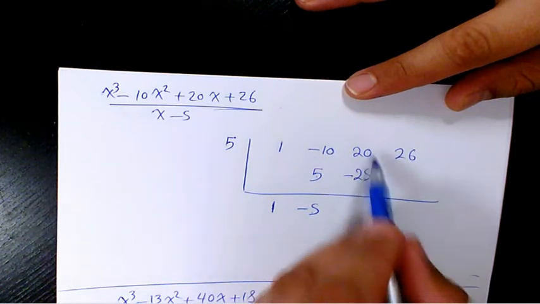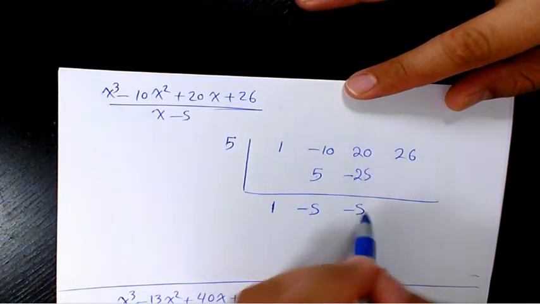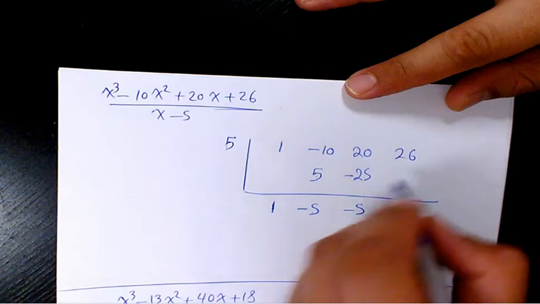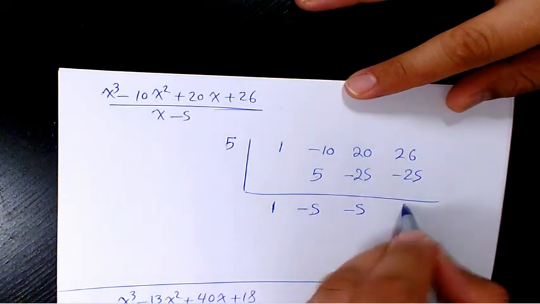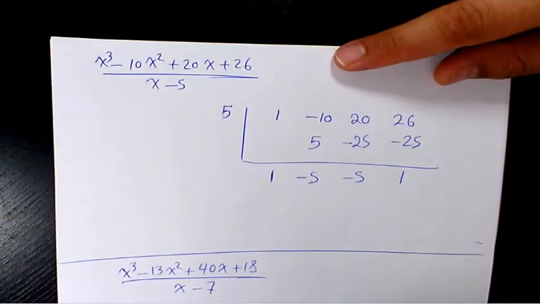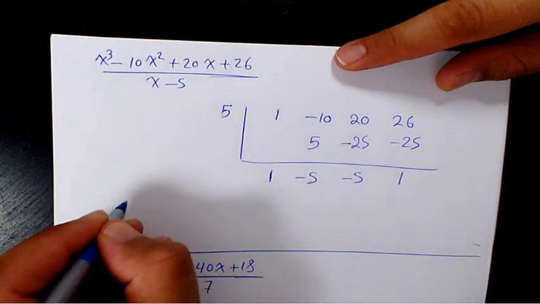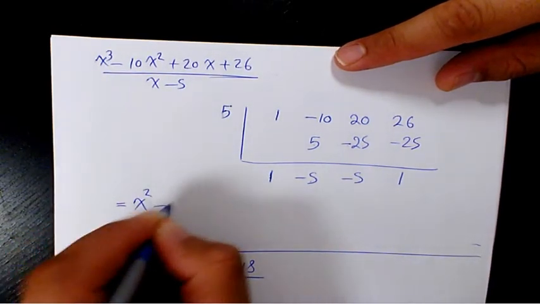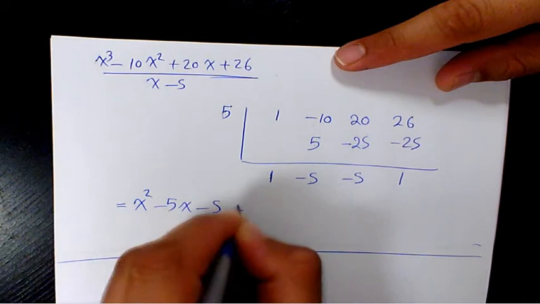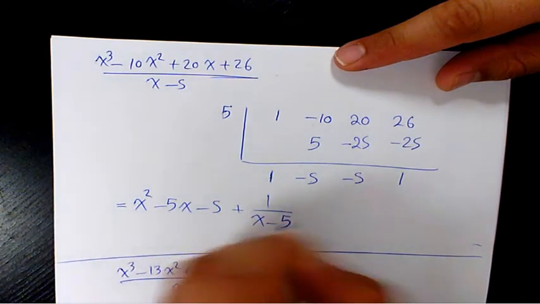Negative 25 plus 20 is going to be negative 5. Negative 5 times positive 5 is negative 25. So when you add them, it's going to be 1. So the remainder is 1. So I'm going to say that's going to be equal to x squared minus 5x minus 5 plus 1 over x minus 5.